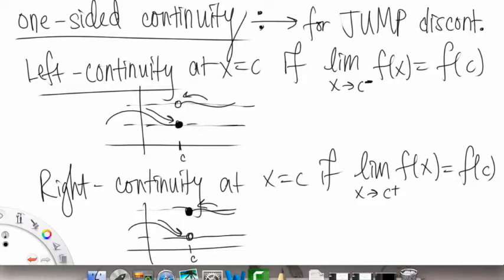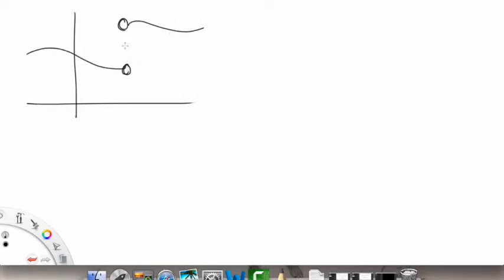Because the right and left hand limits do not agree with each other. And along with this, we can have no-sided continuity, where we would have just a jump. So let's say we have the left side here, and the right side over here, and our point is in the middle, or even down here or up there, either one.